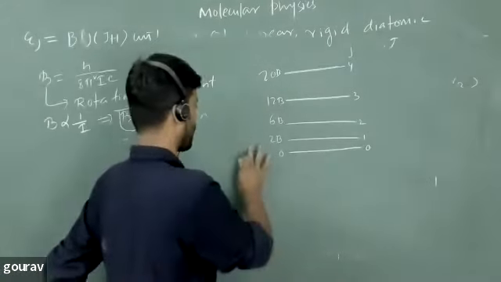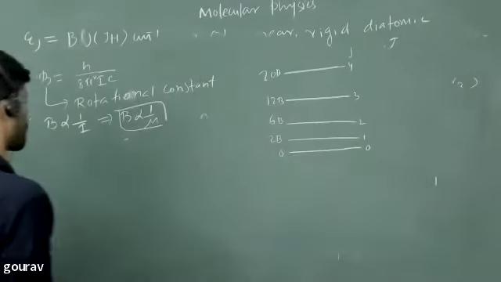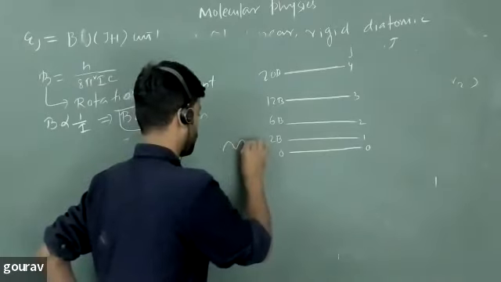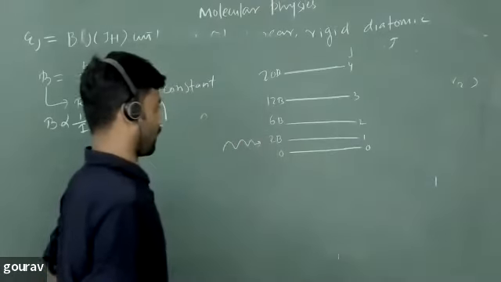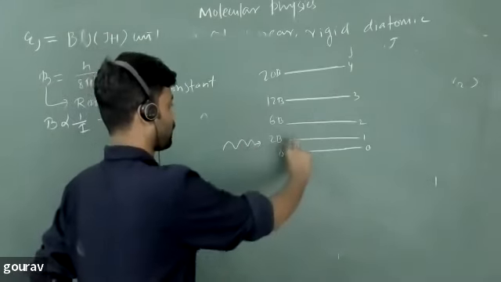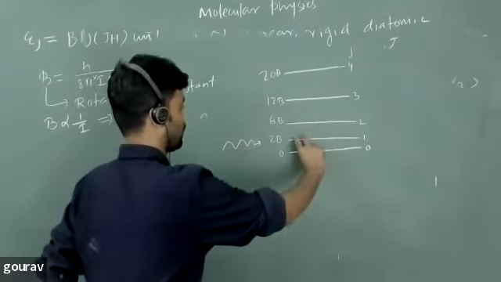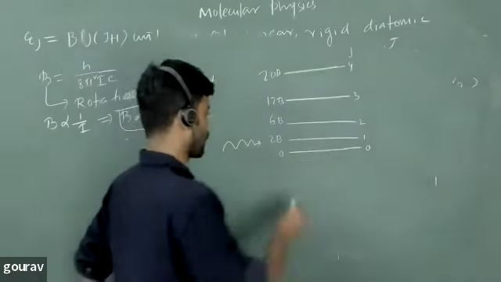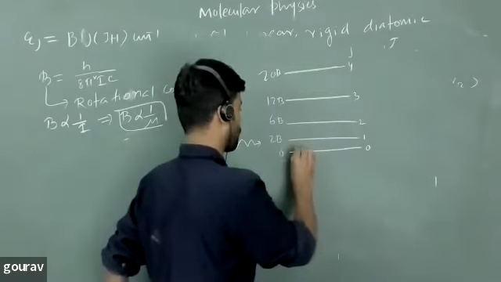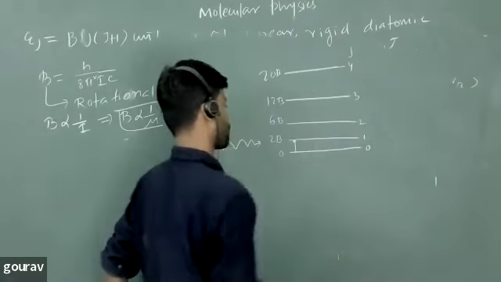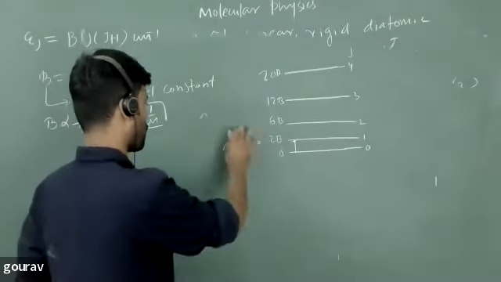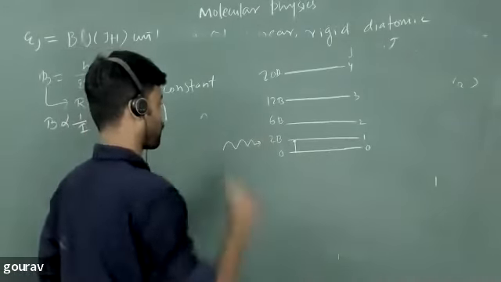So now suppose you send a microwave, and the wave number of the corresponding microwave is matching with the energy separation between the first two levels. Then what will happen? The molecule at the ground state will absorb it and go to the first excited state. So the wave number for this molecule should be 2B.